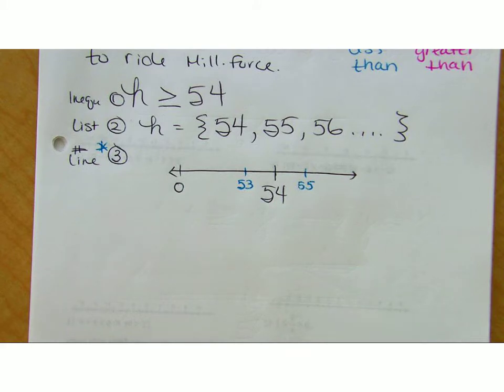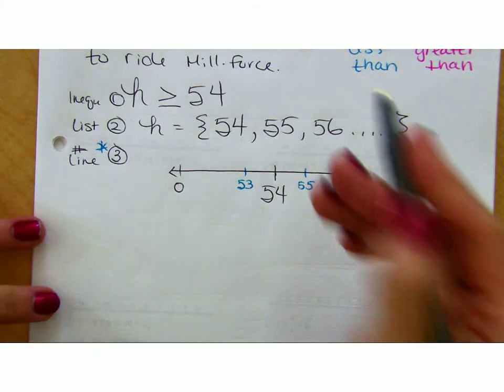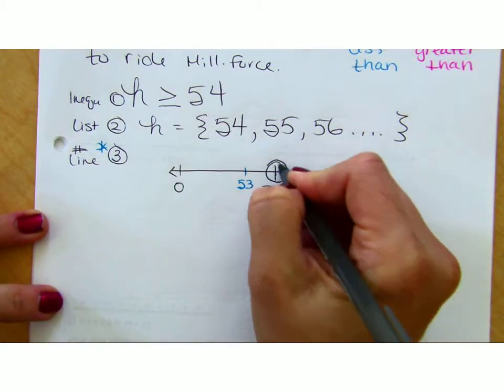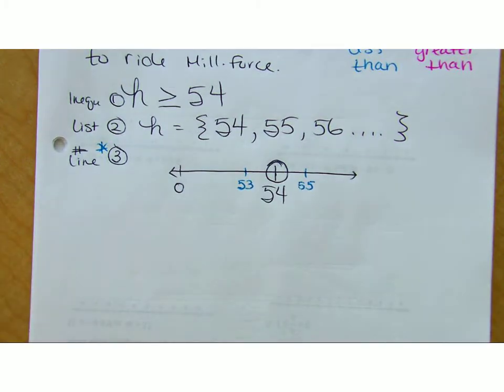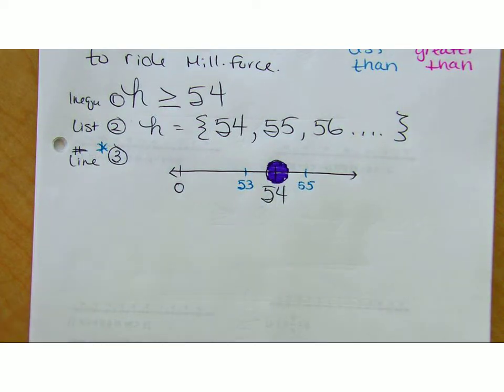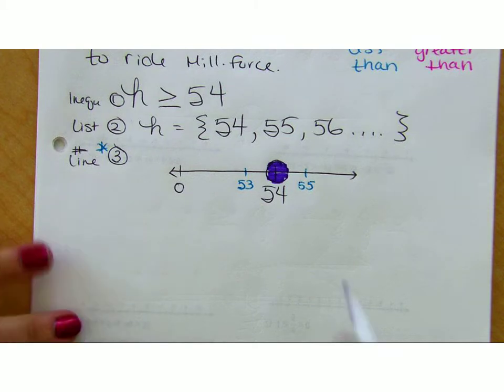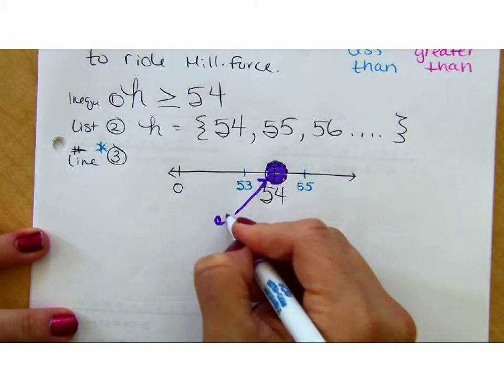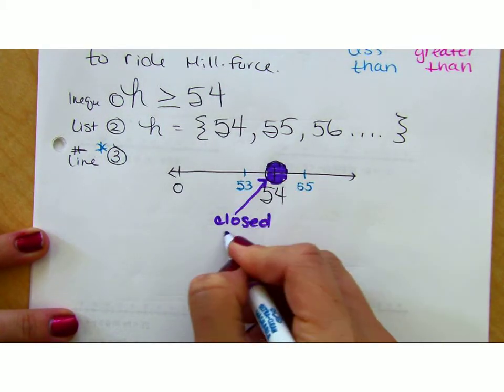Okay, so the next thing you're going to do is put a big old circle on the point in question here. And then I ask myself, can I be 54 inches and still get on the Millennium Force? Yes. So what should I do with that circle to represent that? I'm going to color it in. And we're going to call this a closed circle. So when your circle is colored in, it's a closed circle.